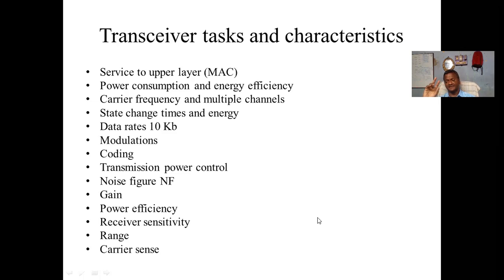Okay, so I already mentioned that a transceiver does transmission and also receiving. That is half duplex. So that's why it changes from transmitting mode into receiving mode. That is called the state change time and energy. So what I'm saying is that sometimes you want to transmit, sometimes you want to receive. When it changes from transmitting mode into receiving mode, how much energy is required, and how much time, that is called the state change time. Suppose the time gap is very small, then it is very efficient.